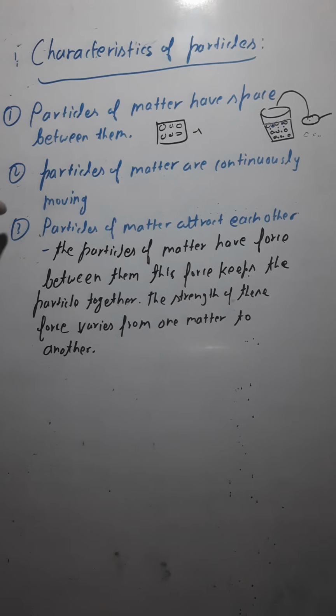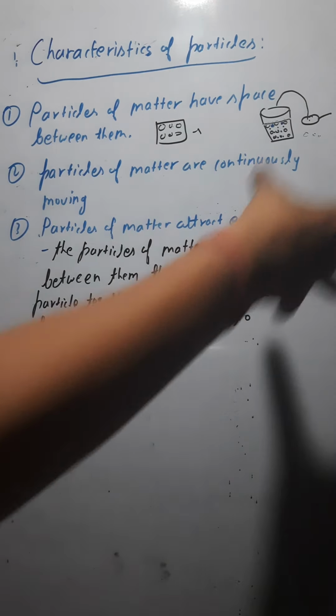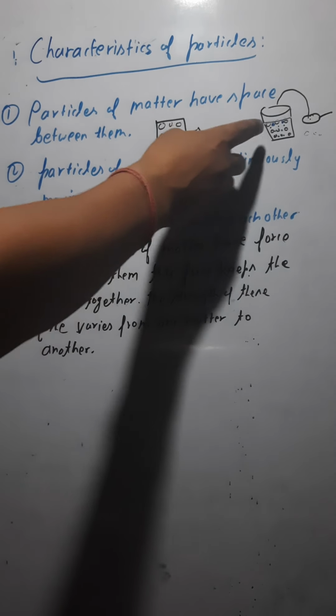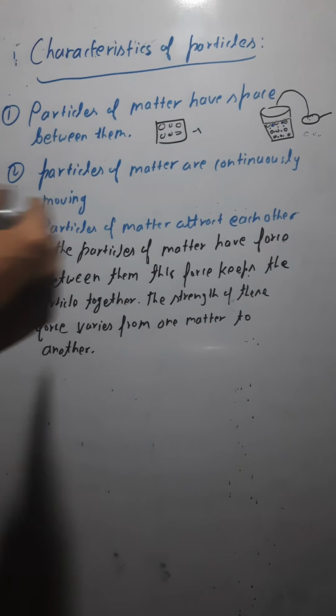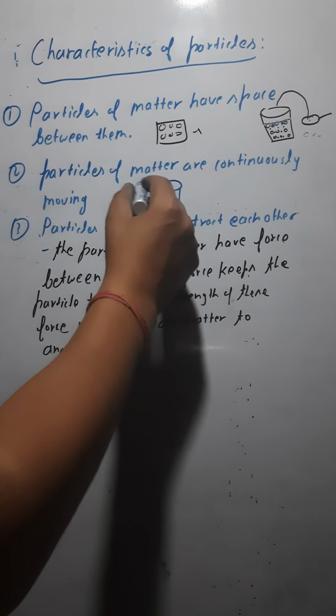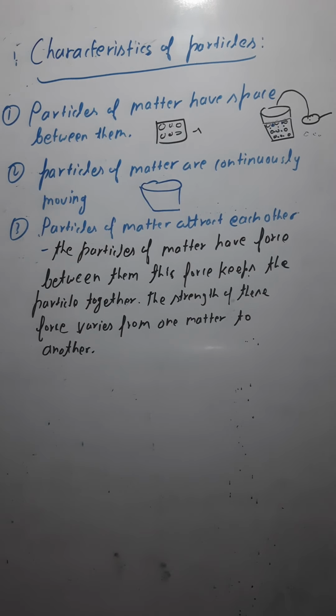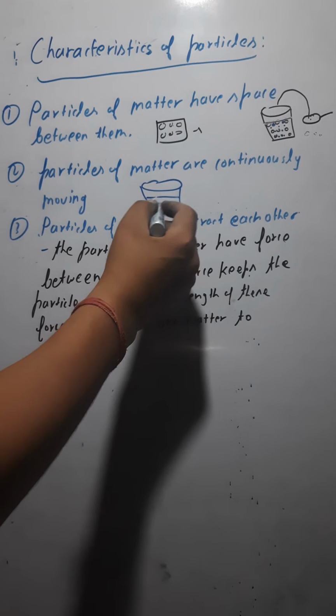The next characteristic of particles is that particles of matter are continuously moving. They are not stationary. They are just continuously moving. How do you prove this? Let's say we take a bucket of water, full of water. We took this example in the previous lecture also.